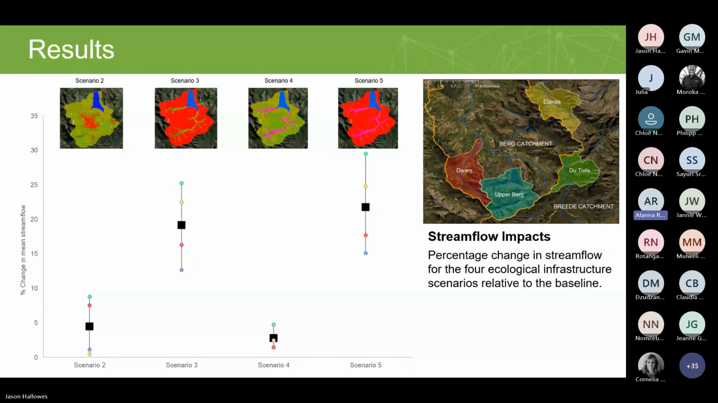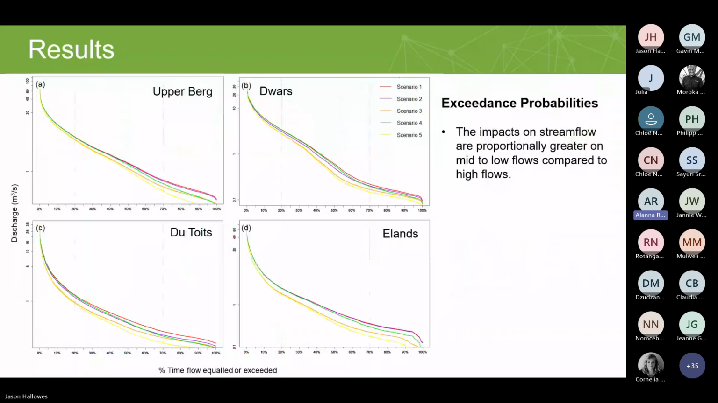Next slide, please. What this slide is just showing, if you just put everything up, essentially, is that the impacts on stream flow are proportionally greater in the mid to low flows compared to the high flows. And this is really, really important because what it means is that the impact that the aliens are having, you're not going to feel in the time when you've got lots of water in the middle of the winter, but you're going to be feeling this in the dry season, so your mid to low flows.